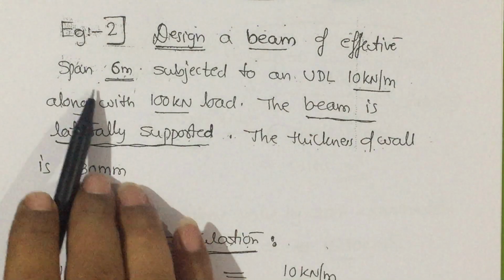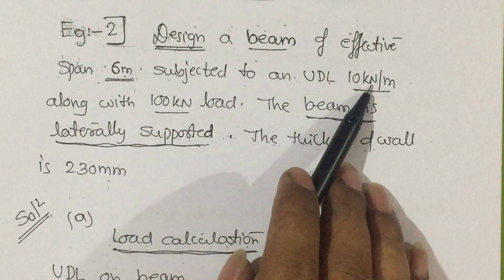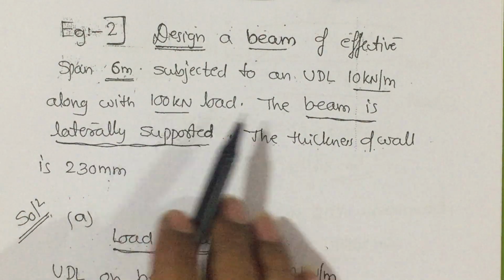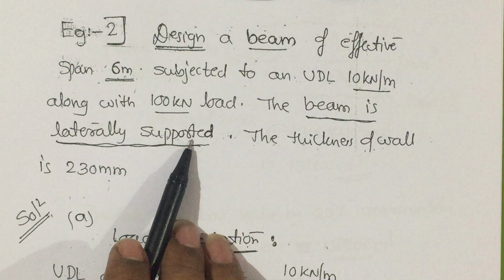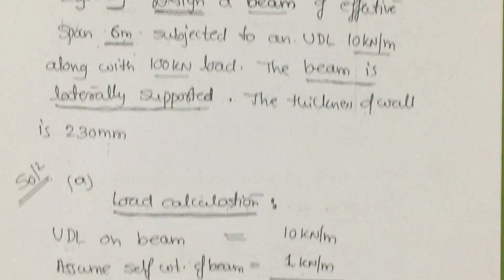Design a beam of effective span 6 meter subjected to a UDL of 10 kilonewton per meter along with a 100 kilonewton load. The beam is laterally supported. The thickness of the wall is 230 mm.